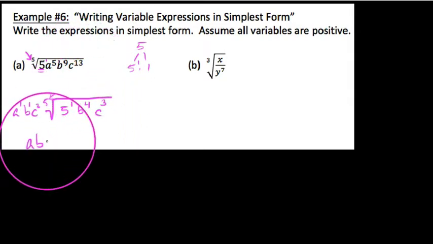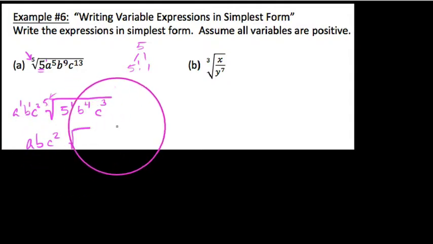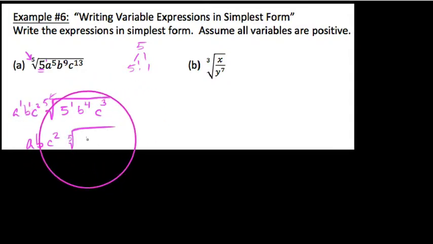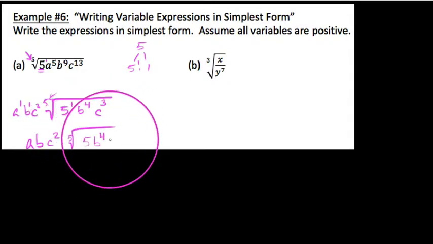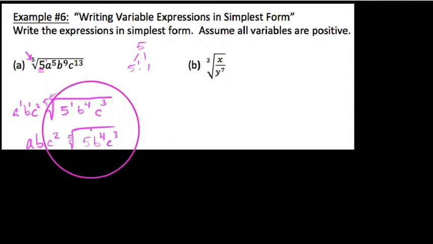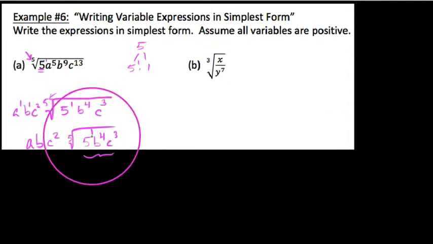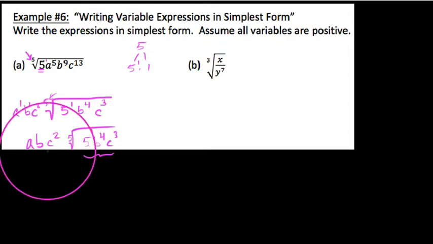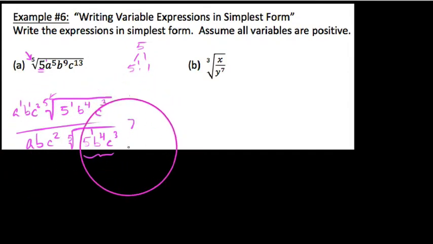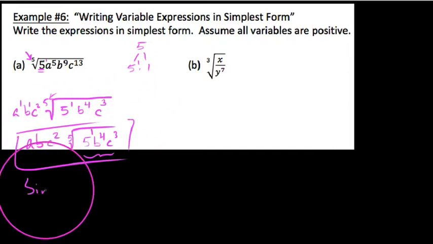So my simplified expression is abc squared, and then this would be times the fifth root of 5b to the fourth, c to the third. And we can tell that this is simplified because there are no perfect nth roots in here. You can look right at their exponents and see that. And we don't need to rationalize. So here's our simplified form.